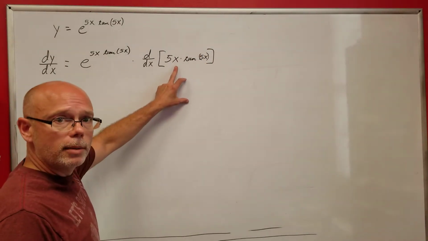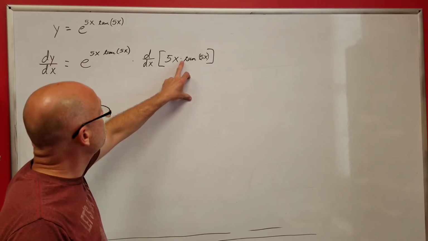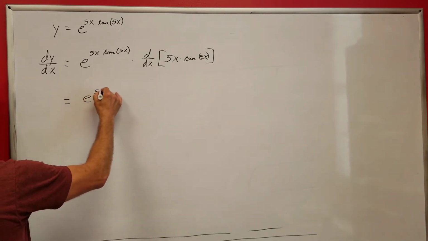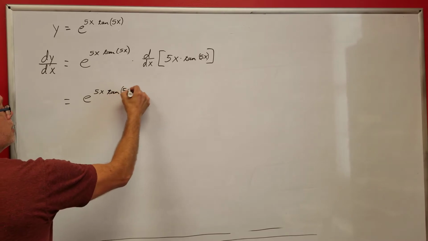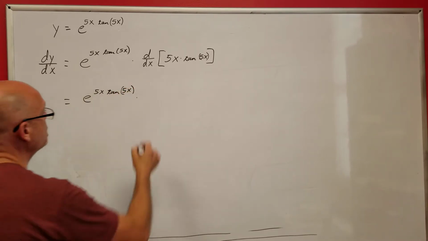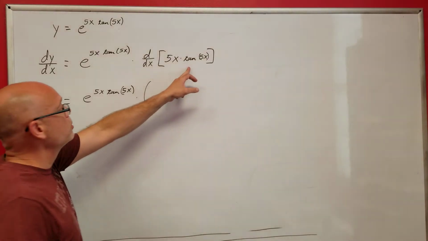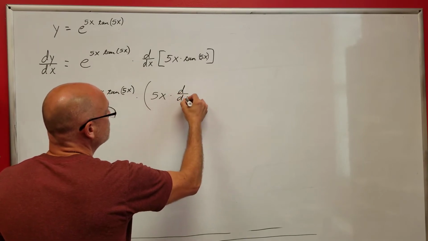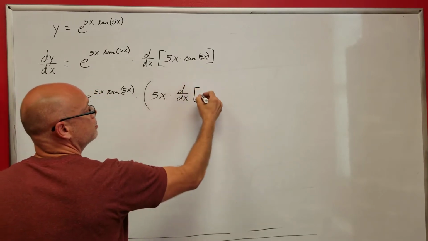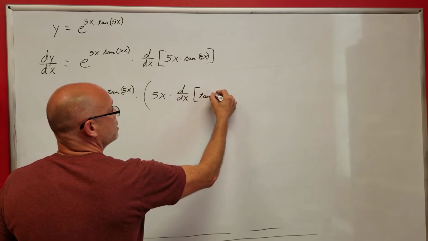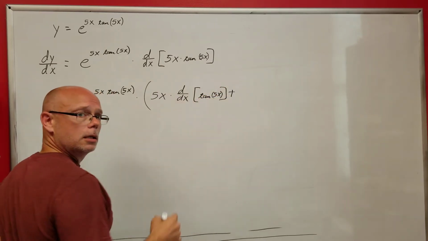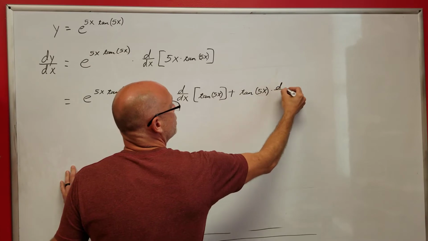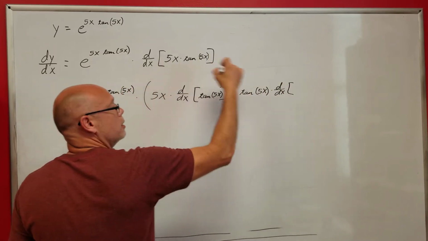Now, whenever I go to take the derivative of this, I'm going to use the product rule because we have a product. So this part just comes down: e to the 5x tangent of 5x just comes down. How about this part now? We're going to have to use the product rule. So product rule says first times the derivative of the second, tangent of 5x, plus the second, tangent of 5x, times the derivative of the first, the derivative of 5x.